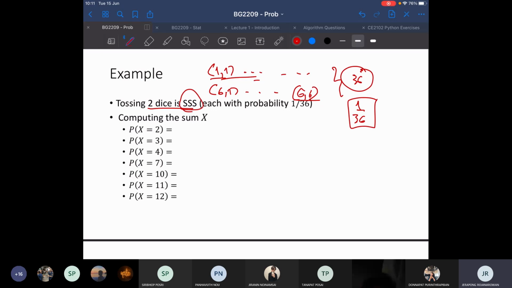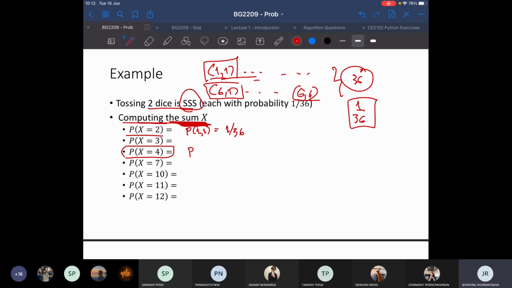However, the thing is this one. If you add them, keep the sum. The sum, what does it mean? If you have 1-1, it's going to become 2. 6-1, it will become 7. So in this case, let's take a look. The probability of X equal to 2, the sum equal to 2: only one case, P(1,1), which is 1/36. Now let's take a look at the sum equal to 4.